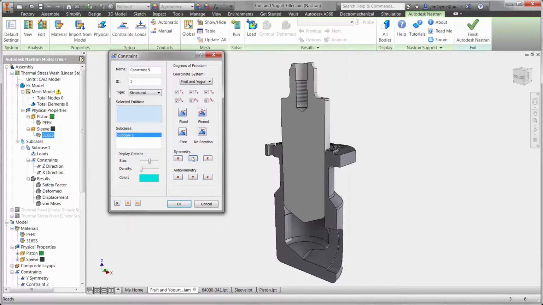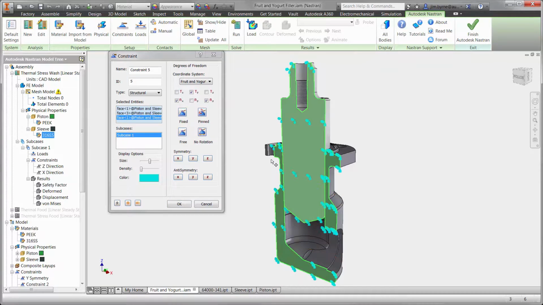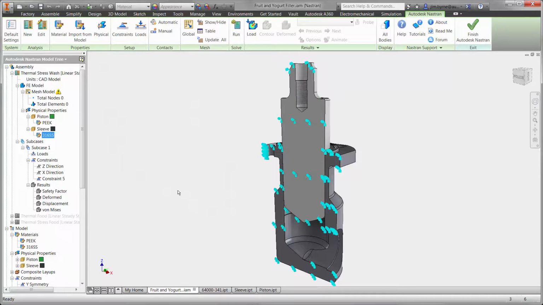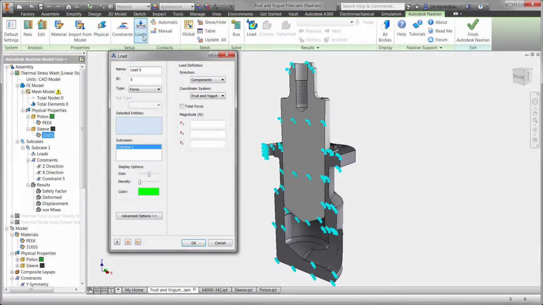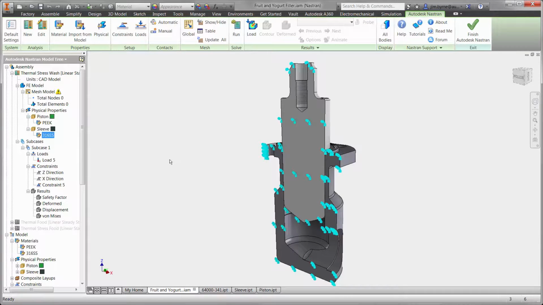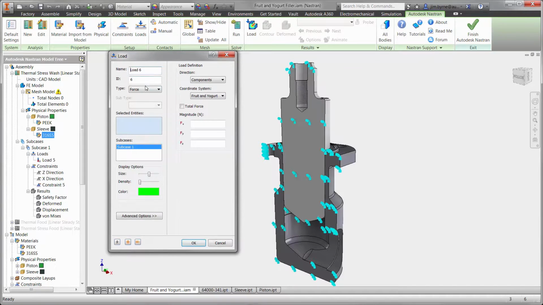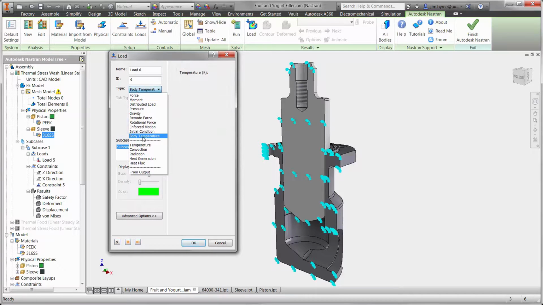We only need to run half the model to gain accurate results for thermal and linear static studies. There are symmetry restraint options available to make it fast and easy to define the behavior. There are two loads to apply in this scenario. First, the initial condition will be set to room temperature or 294 degrees Kelvin. Secondly, we are going to heat the components to 350 degrees Kelvin or 170 degrees Fahrenheit to emulate the wash cycle for the machine.